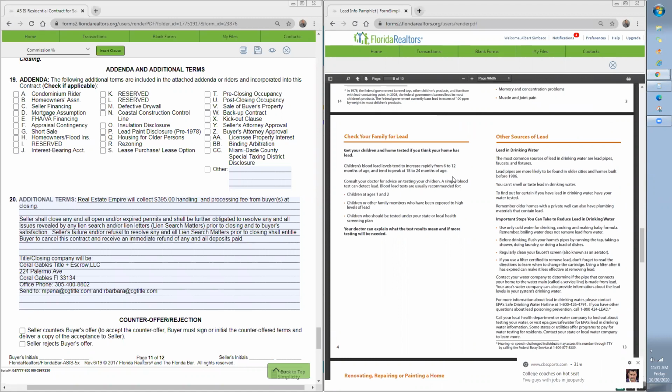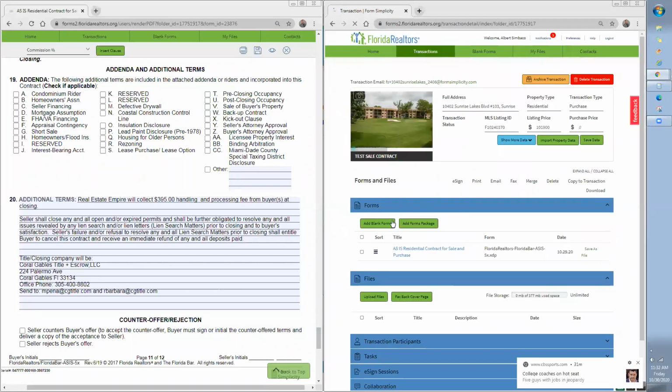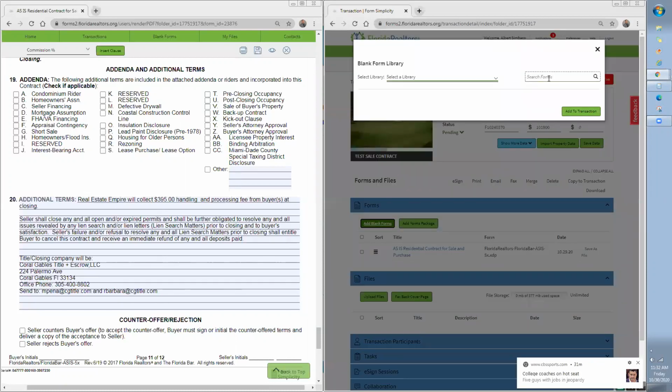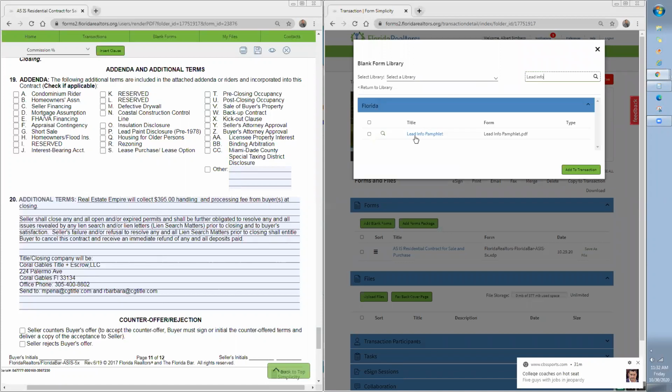Can you please go back? Can you please show us again how you found the pamphlet, the flyer? Yeah. You can write either lead info and it'll come out, or you can write the word pamphlet and it'll come out. Okay, thank you. Yeah, and somebody else had a question? No? Okay, great.